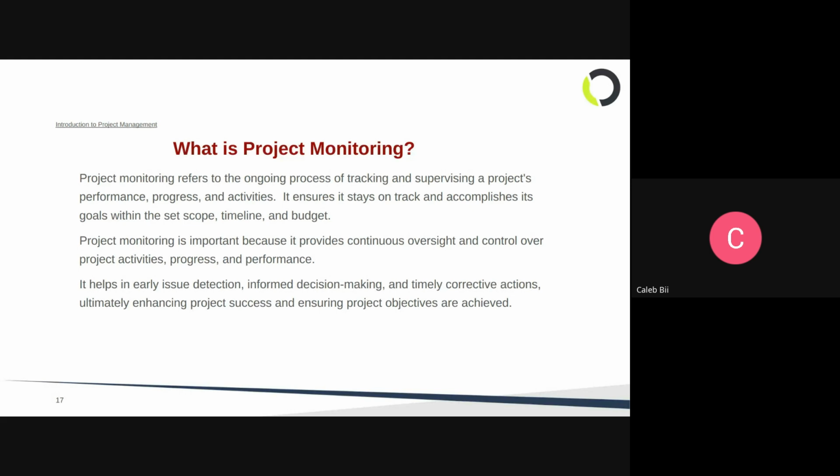So it helps in early issue detection. It also helps in informed decision making and timely corrective actions.